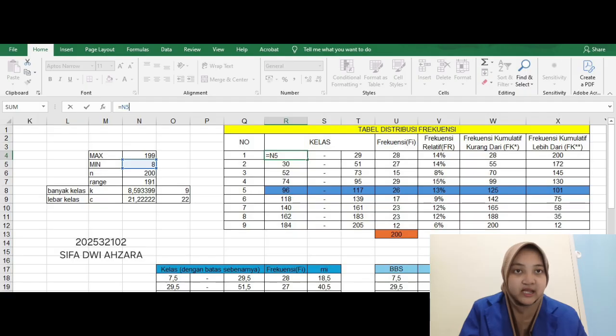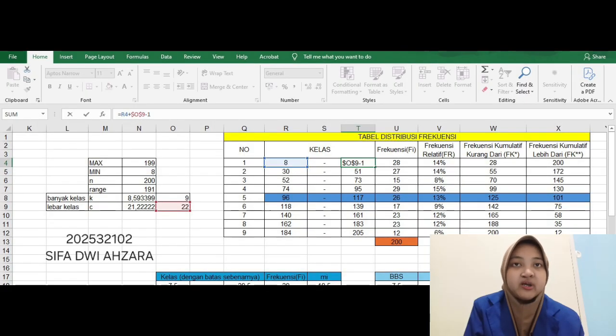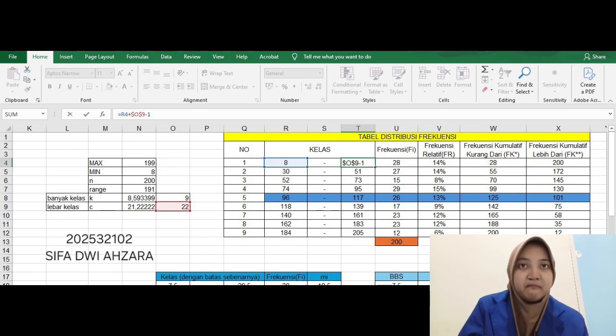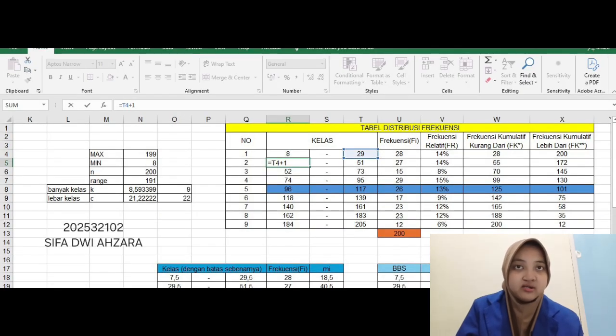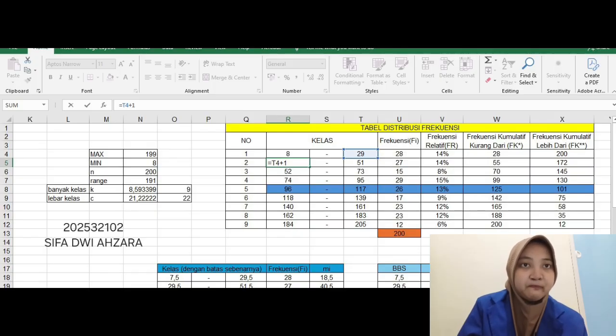3. Creating class interval and frequency. The first lower class boundary starts from the minimum value, which is 8. And the upper class boundary is calculated by equal lower class boundary plus c minus 1. So the first interval becomes 8 to 29. The second lower boundary starts from the previous upper boundary plus 1. We continue this process until all classes are complete.